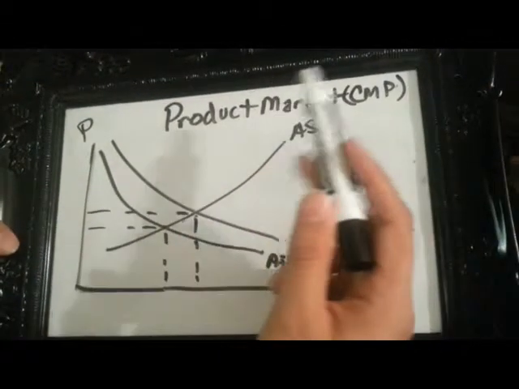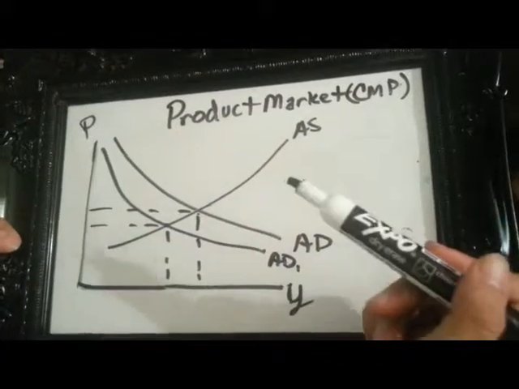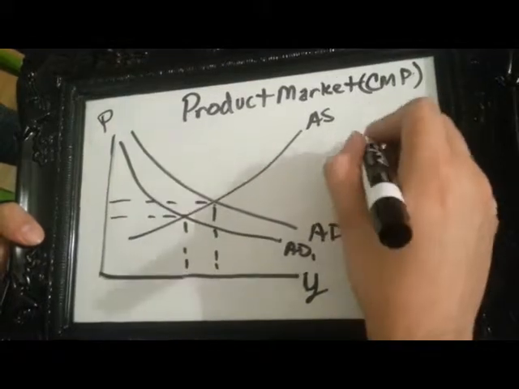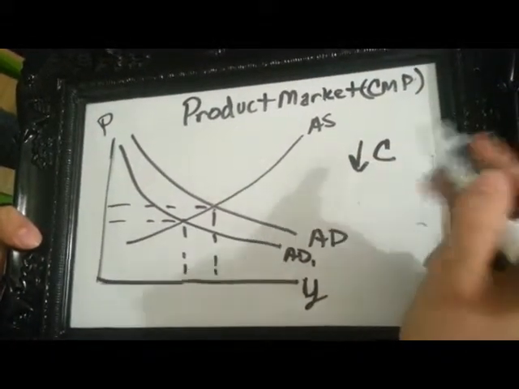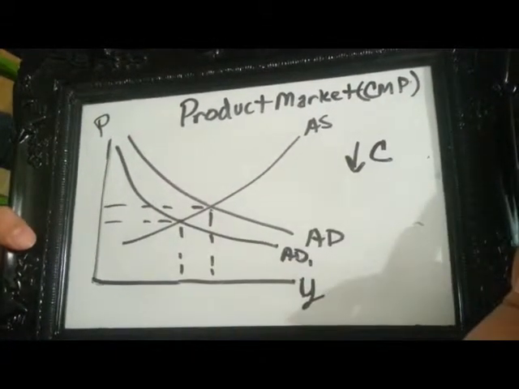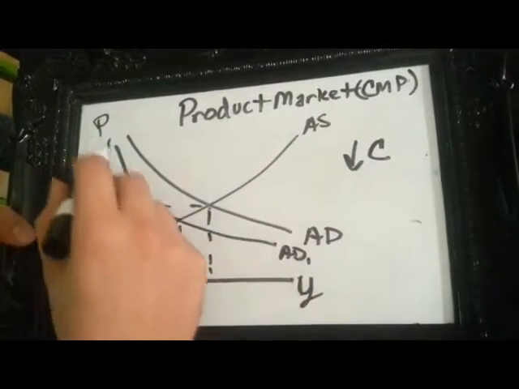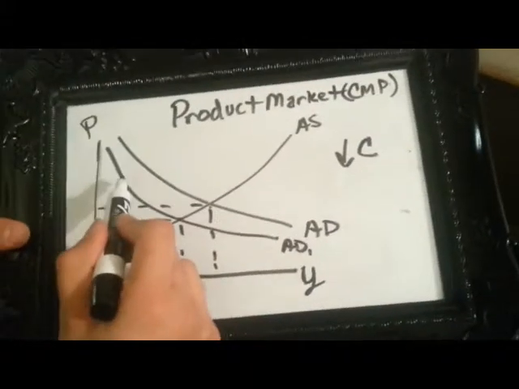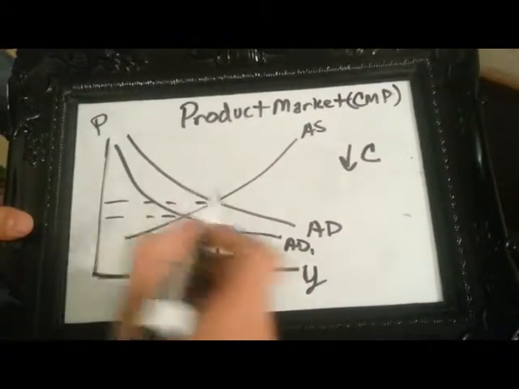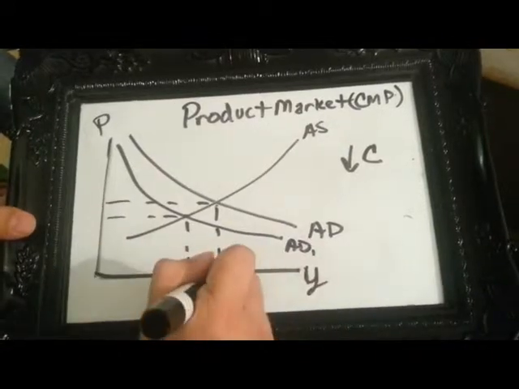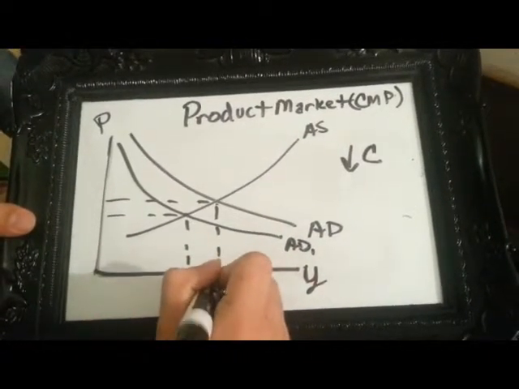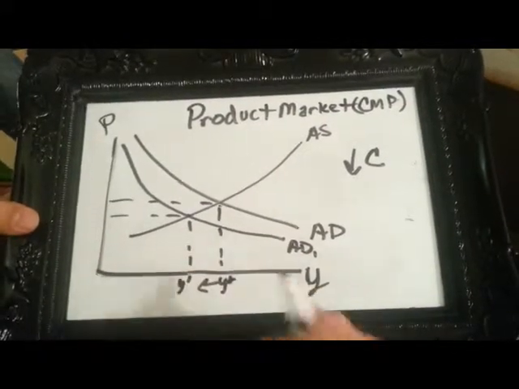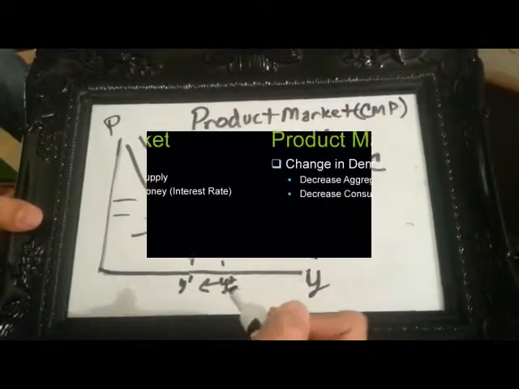Now the effect of contractionary monetary policy or an open market sale on the product market. So what happens is, as I mentioned earlier, we lower C. And by lowering C, we lower our expenditure function, or we lower aggregate demand. As you can see on the graph, we lower it to this point. However, the effect of an open market sale is you cause GDP to drop. We know this as we cause seemingly more unemployment.